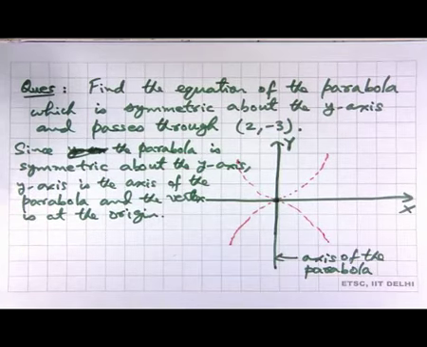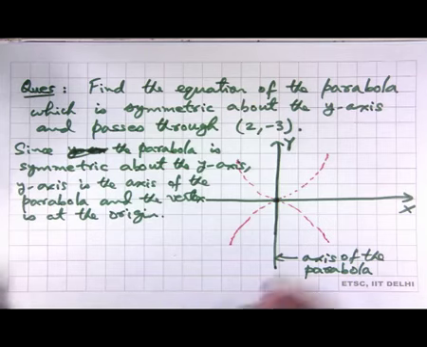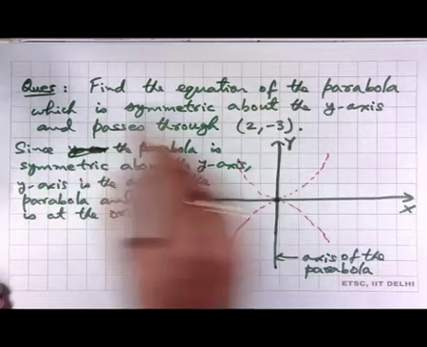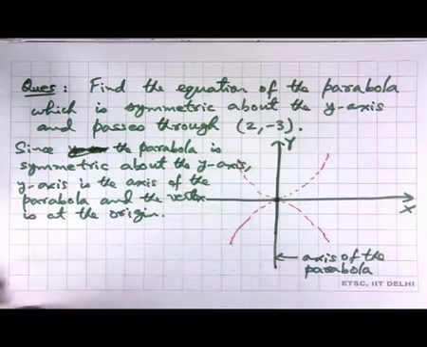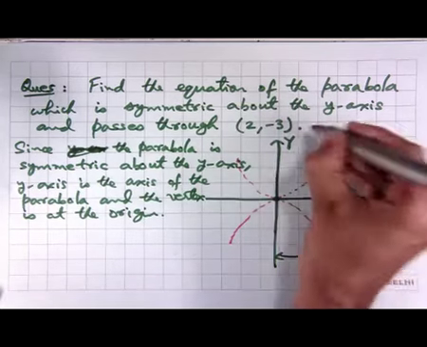So, we have to determine which one is this, but what we know also is that the parabola passes through the point (2, -3). So, where is (2, -3)? This point is in the fourth quadrant.